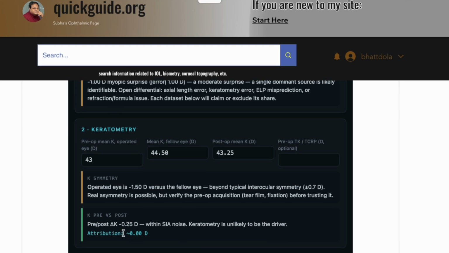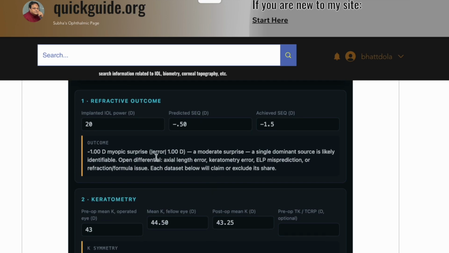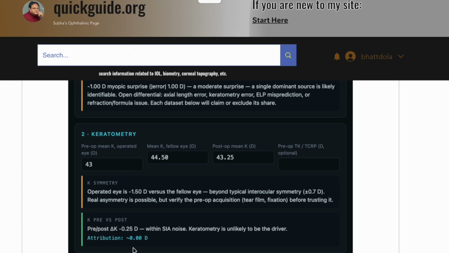It's also telling you that, you remember there is a minus 1 diopter of myopic surprise. That's your prediction error. And what we are seeing over here between the pre and post K readings, there is a difference of minus 0.25 diopters.